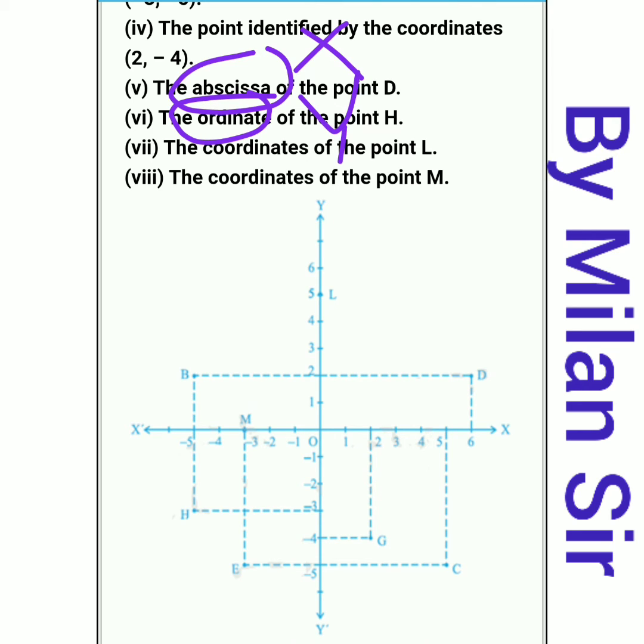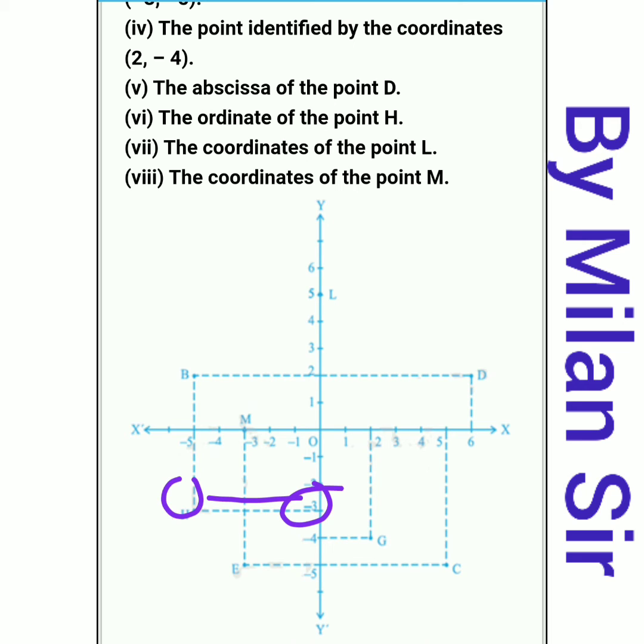So first of all, we need to find the point H. It is in the third quadrant, right? Now ordinate means y coordinate. So we just need to find the value on the y-axis. Now on the y-axis, the answer is minus 3. So the ordinate of point H is minus 3. Ordinate means y coordinate, so we need to see the answer on the y-axis. H is here. On the y-axis we have the value minus 3. So the answer of this question is minus 3.